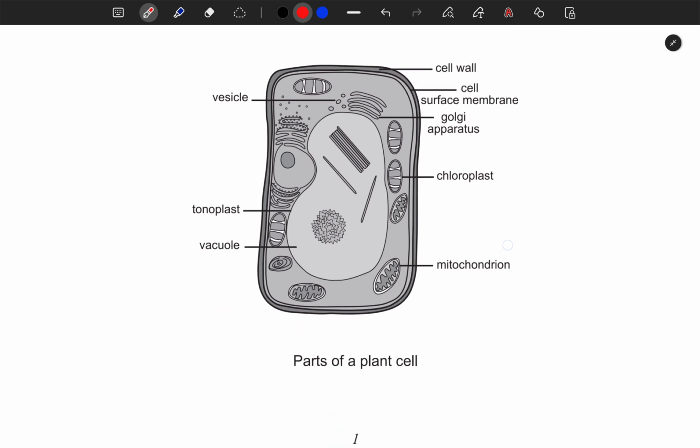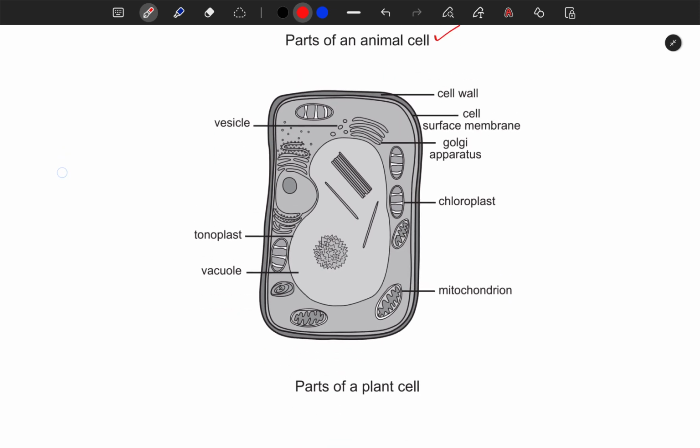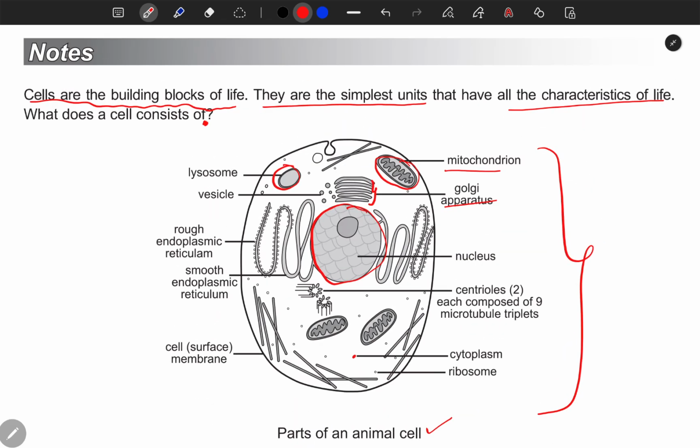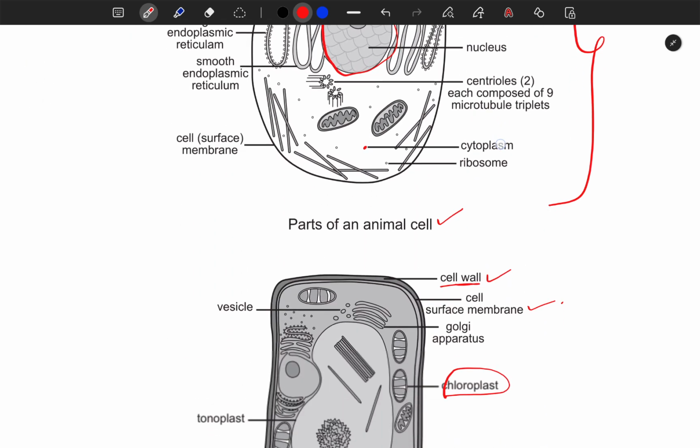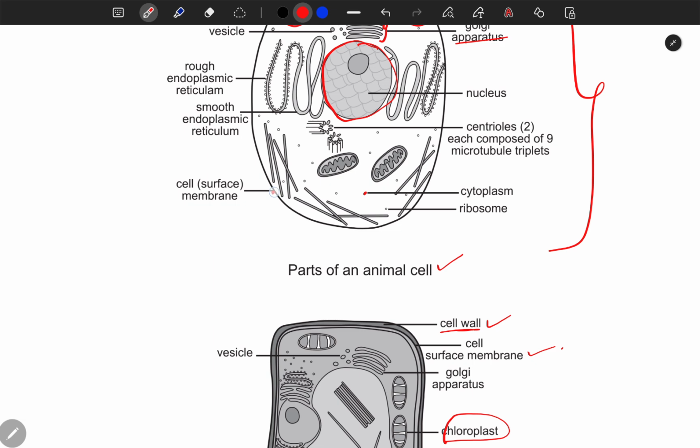Let's proceed to the parts of a plant cell. Now, a plant cell has something which an animal cell does not have. It has a cell wall. It has a cell membrane, of course, which is also present in an animal cell. There's also chloroplast here, and of course, you did not see chloroplast in the animal cell. But you saw the cell membrane, the outer one.